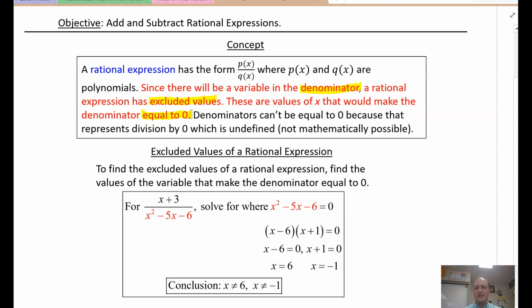Cannot equal 0. That is bad, right? Because we can't divide by 0. If we do, the world explodes and everything is just not right. So what we get is undefined values when we have a denominator of 0.